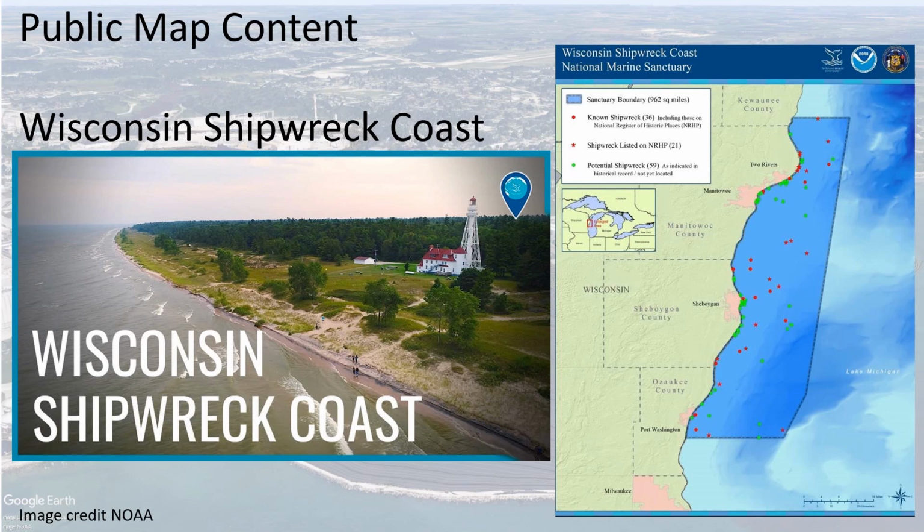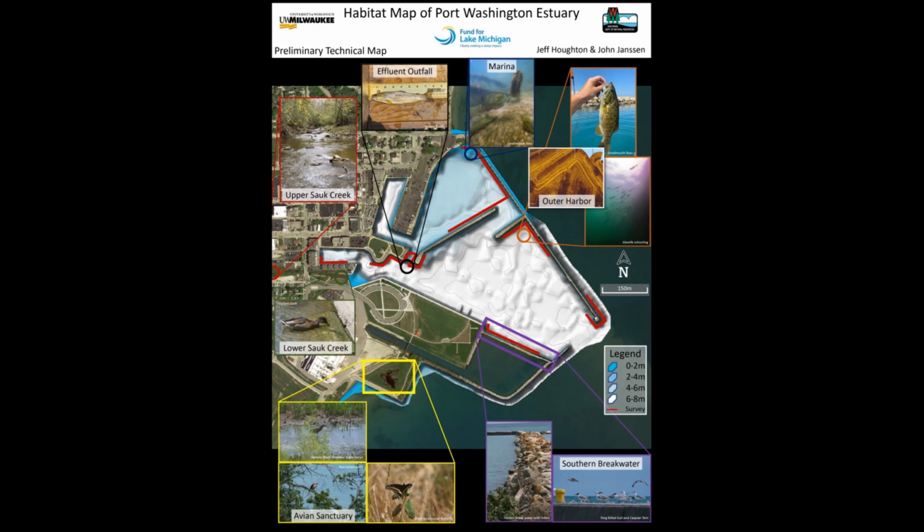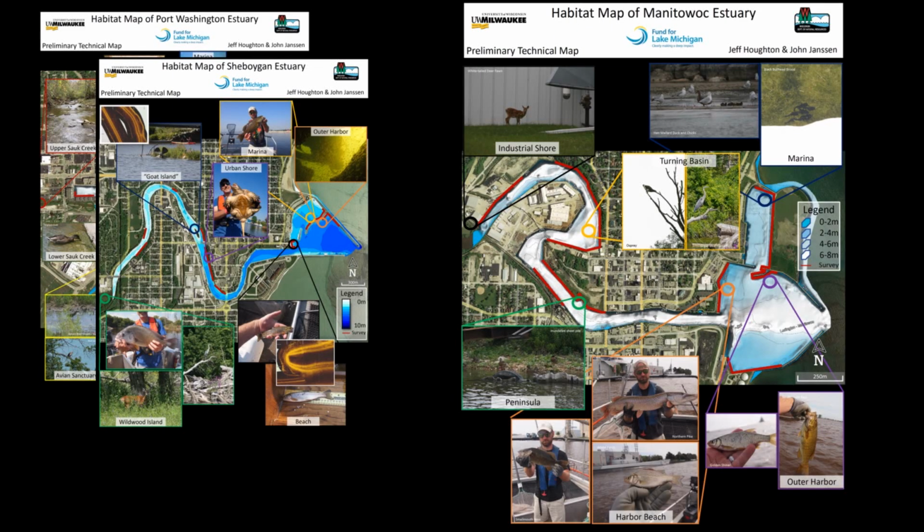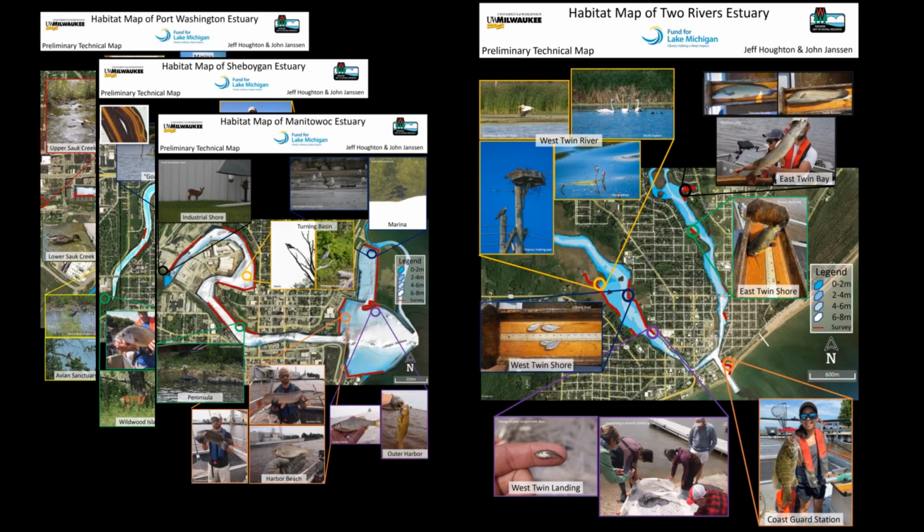One of the other things that we bring in the maps, especially for this area, is connection to Wisconsin Shipwreck Coast. And we've been talking with Russ Green about incorporating some of their information into our mapping. And all that's resulted in the stage that we're at now. So we basically have preliminary maps with some of the call-outs of the information that we've developed. And we've got all that for Port Washington, Sheboygan, Manitowoc, and Two Rivers.